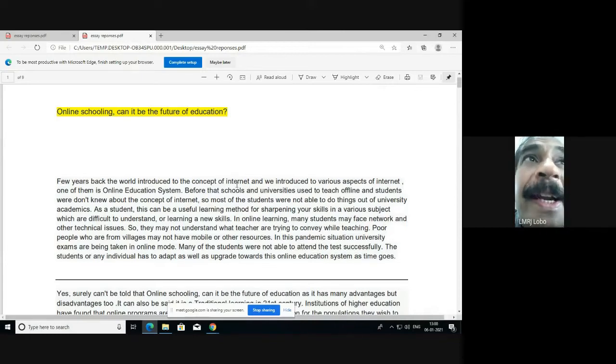Okay, you can use "the internet" also here, because the internet is now a matter of interest, like you use "the Taj Mahal." And "we were introduced." So you're not concentrating on your tenses. "We were introduced to various aspects of the internet." You are not even thinking about the articles, the verbs, the tenses. "One of them is the online examination system." So use of the article is very important.